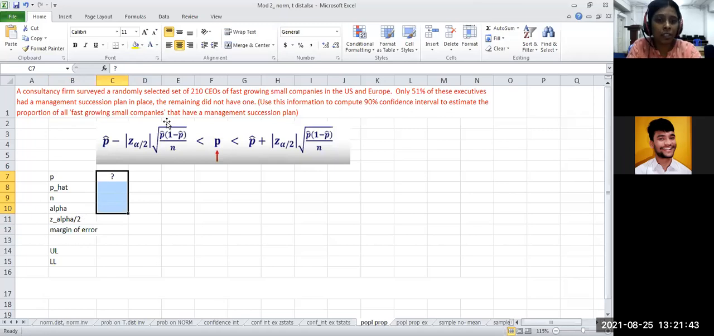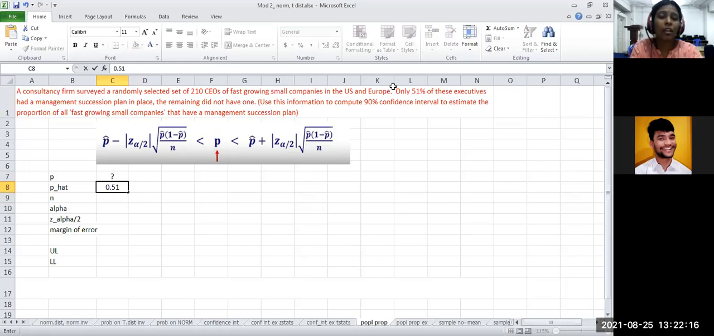So it is talking with respect to the population proportion. So that is a question mark for us. Now P hat is the sample proportion. So the sample proportion here is 51%. So we will write it as 0.51. Now why is 51% the sample proportion? Because out of the 210 CEOs, only 51% of the executives have this particular plan in place.